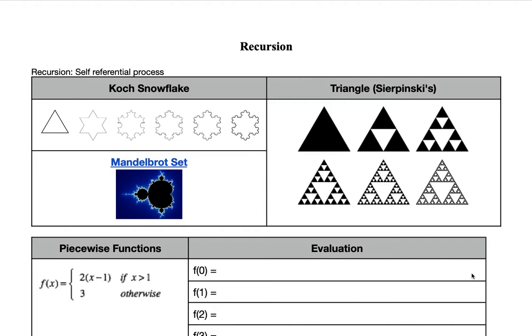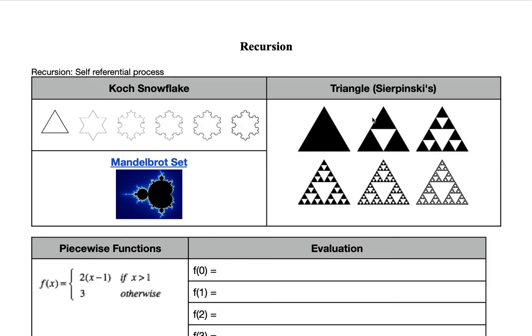So what is recursion? The idea is that recursion is a self-similar process where you apply the same operation at either bigger or smaller scale. And you have some examples here that are pretty famous recursion examples.